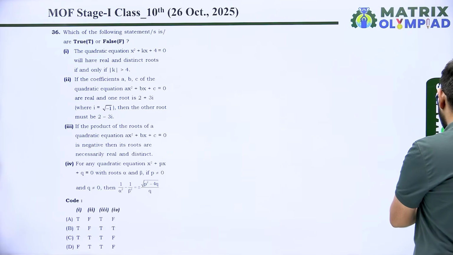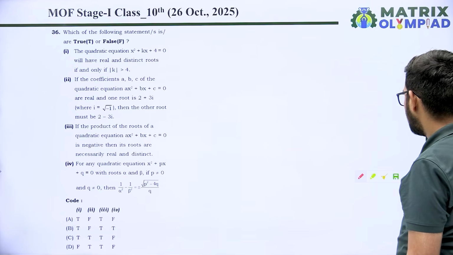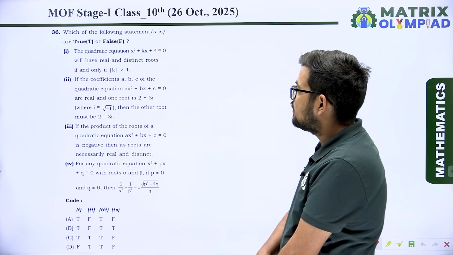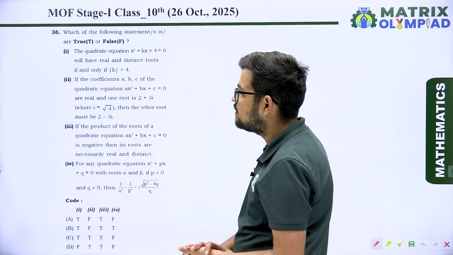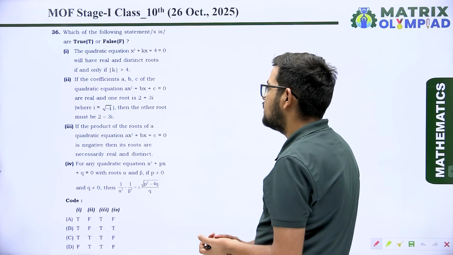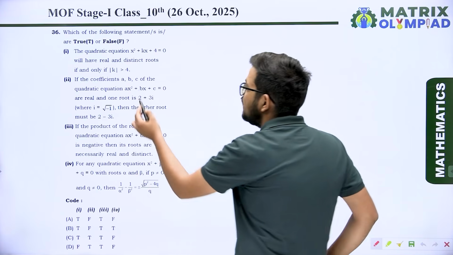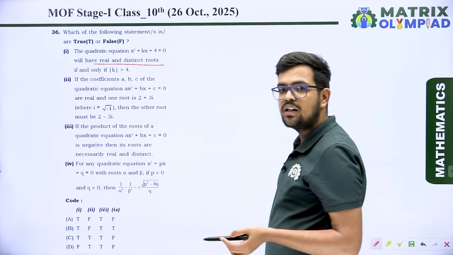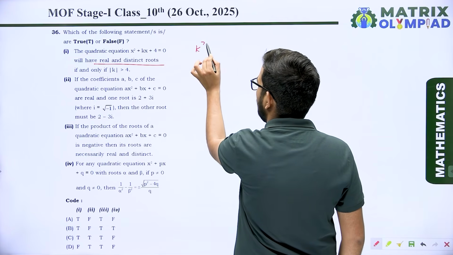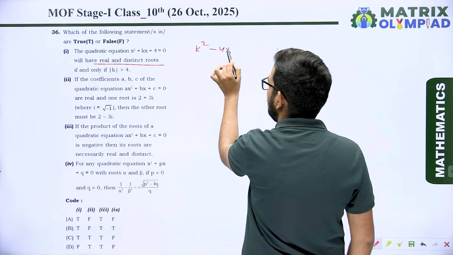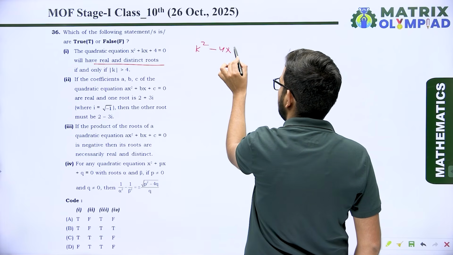Question number 36. Which of the following statements is true or false? First, the quadratic equation x square plus kx plus 4 will have real and distinct zeros if and only if mod of k is greater than 4. For real and distinct roots, the discriminant should be greater than 0. So here the discriminant will be k square minus 4 into the value of a, which is 1, and c is 4.